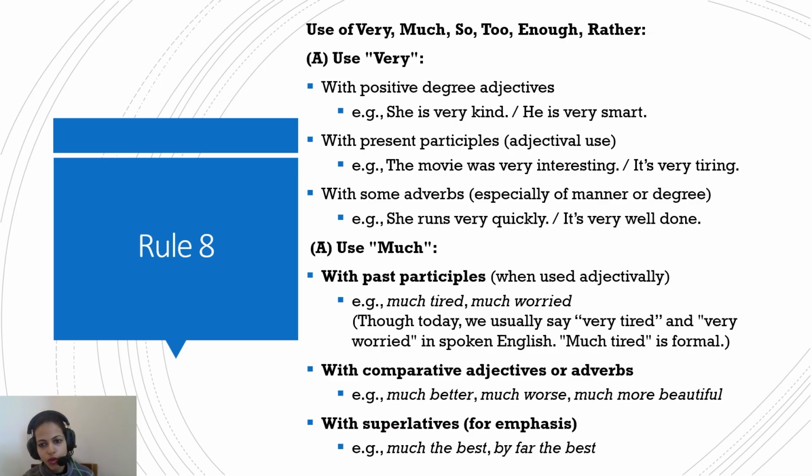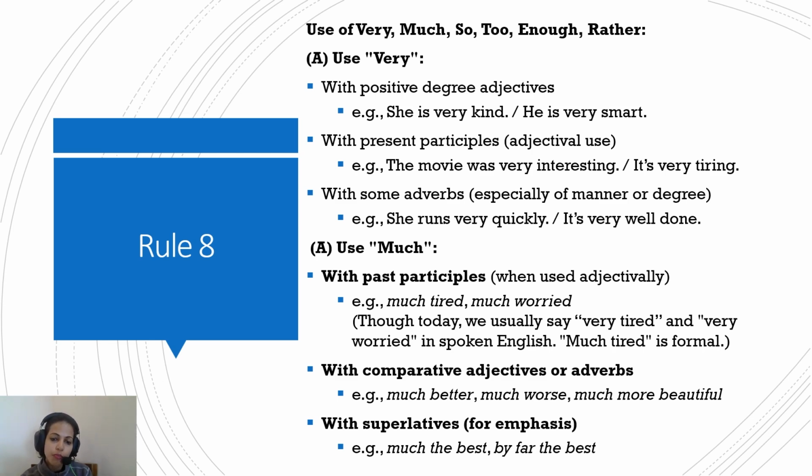So very before, well done. These are the three conditions where we can use very: positive degree adjectives, present participles, and some adverbs. Now, where can we use the word much? Because very and much have pretty much similar meanings, it's quite confusing at times where to use very and where to use much.